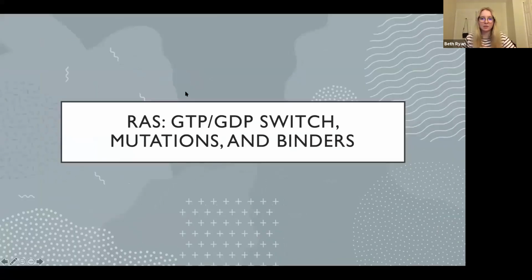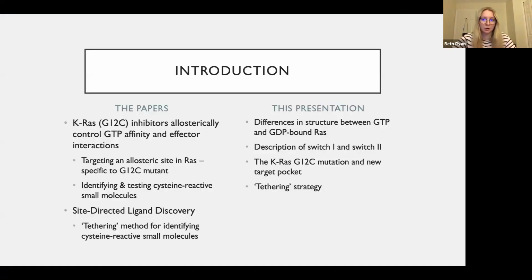So I have kind of a long title because there are a few things I have to focus on here that aren't sequential, I guess. But I'm getting a little more into RAS and the differences in structures between its GTP and GDP bound states, the mutations, one specific that I'll be talking about, and ways to bind to that specific mutant in order to inhibit it. So as an introduction, I went through two papers.